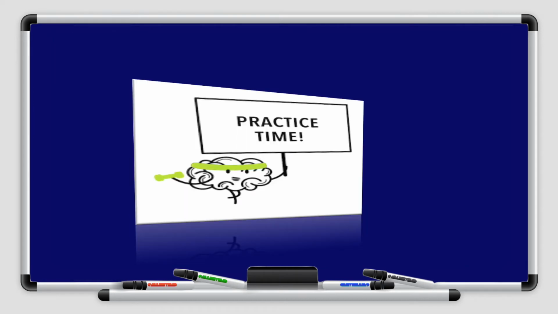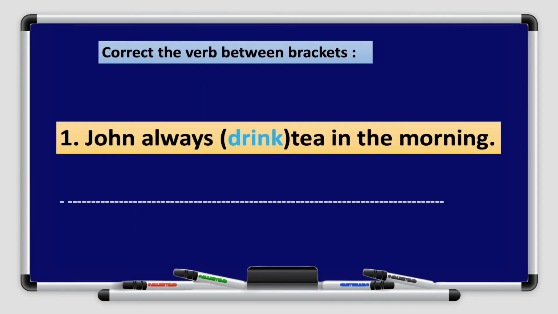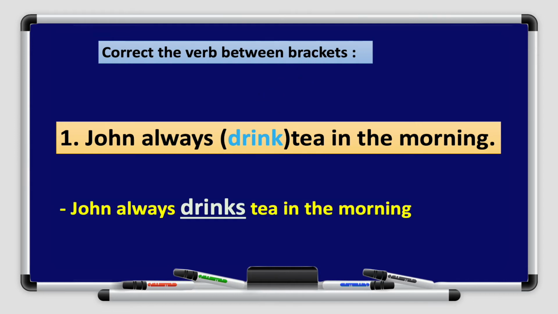I have a question for you. Concentrate on the subject and how you can correct the verb. Correct the verb between brackets. Number 1, John always drink tea in the morning. Concentrate, where is the subject, what you will do for the verb? Good job. John always drinks tea in the morning. Here we add s to the verb.